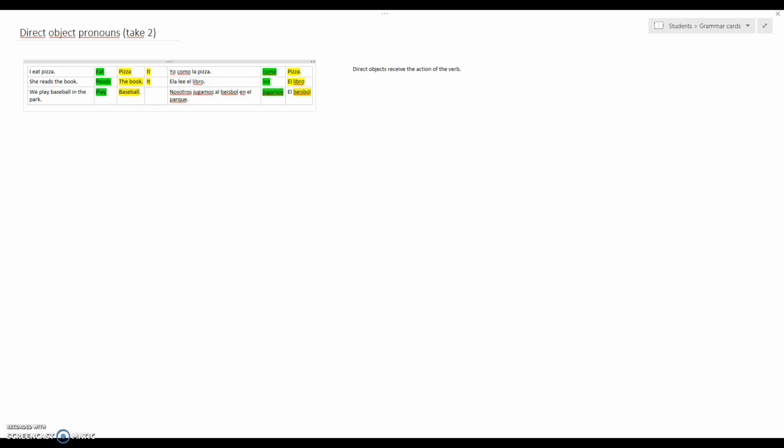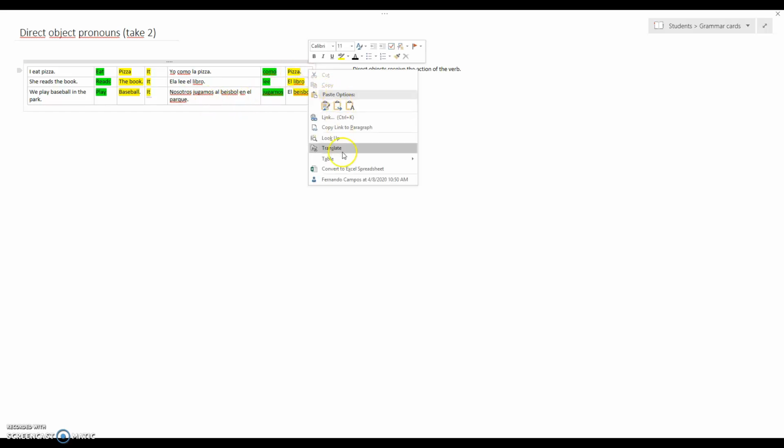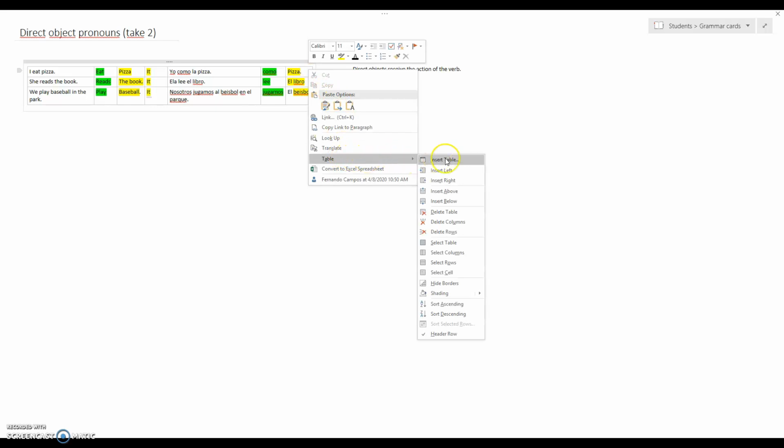So basically, this column is going to be the same thing as this column. It's just replacing it with a pronoun. Rather than saying pizza, I say it. Rather than saying the book, I say it. We play baseball in the park. We play it in the park. Okay, so I should put in some plural forms there, but it's fine. English uses it. Let's go over here to Spanish and let's use direct object pronouns, just like the word it or the word them.